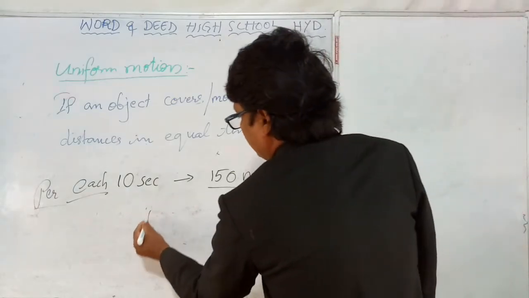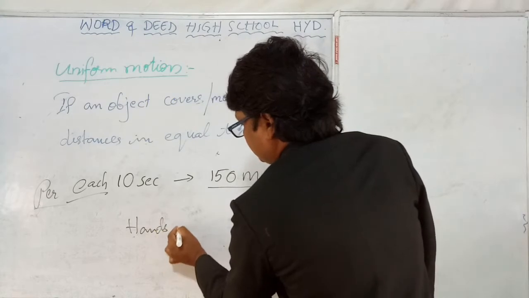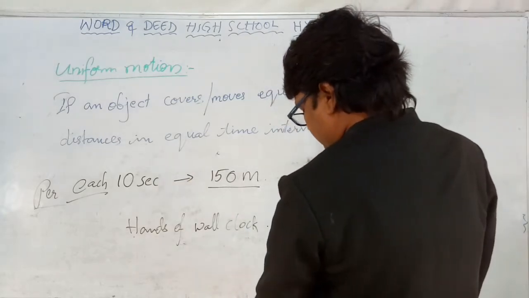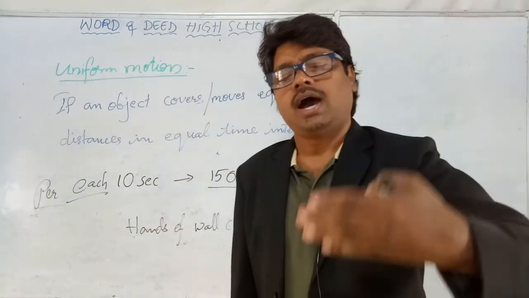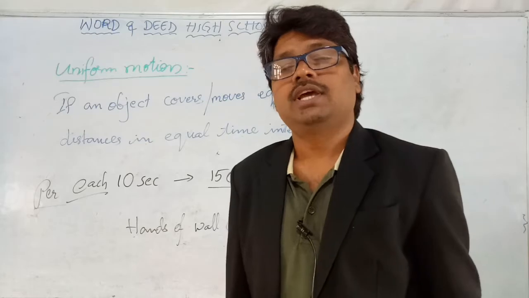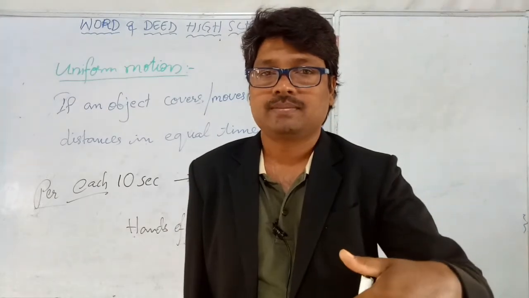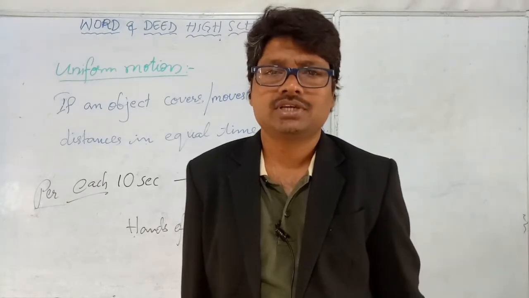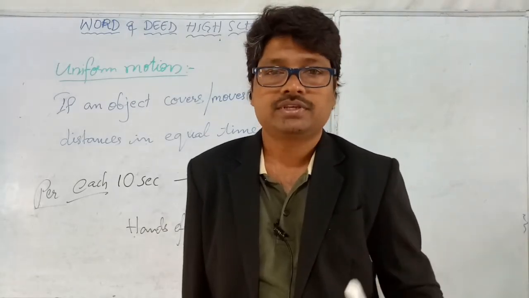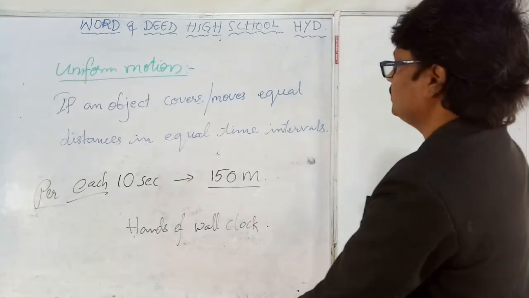The best example is the wall clock. The hands of a wall clock or a wristwatch move equal distances. And if you take the movement of the earth and the planets, they also move equal distances in equal time intervals. That is why we get day and night in a fixed manner.